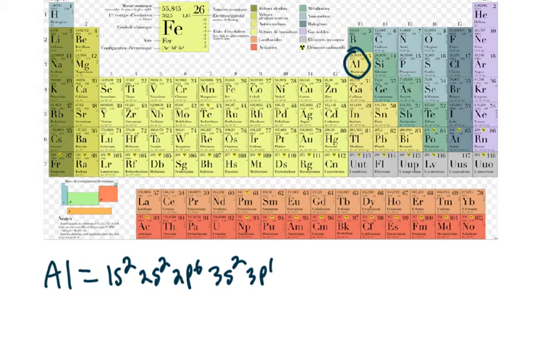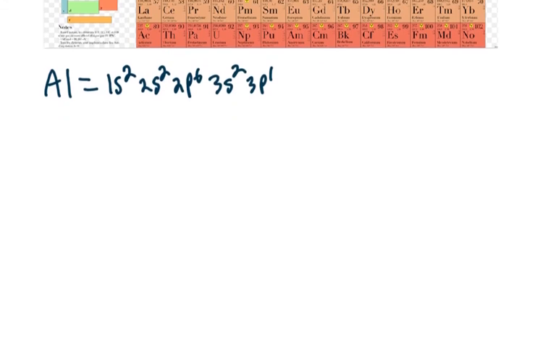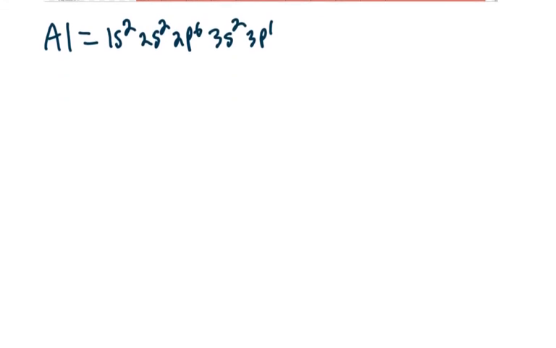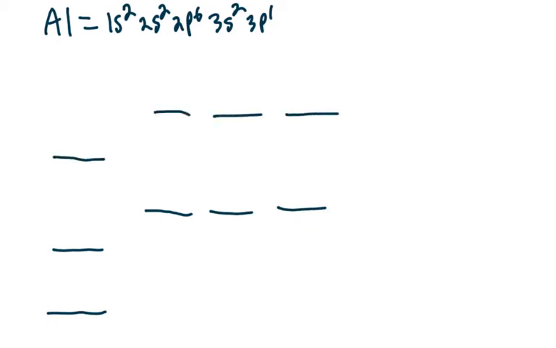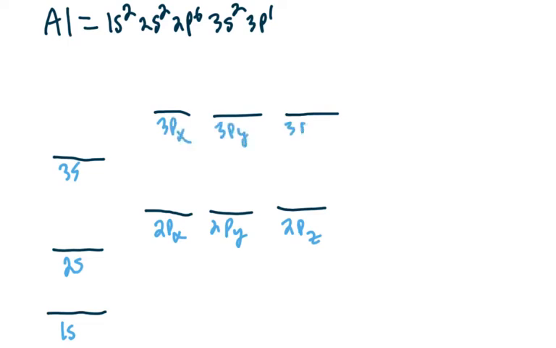The next step is to draw the electron configuration or orbital diagram. So let's draw out the energy levels first: 1s, 2s, 2p, 3s, and 3p. Let's label that: 1s, 2s, 2px, 2py, 2pz, and then we have our 3s, and then our 3px, 3py, and 3pz. So now our last step.